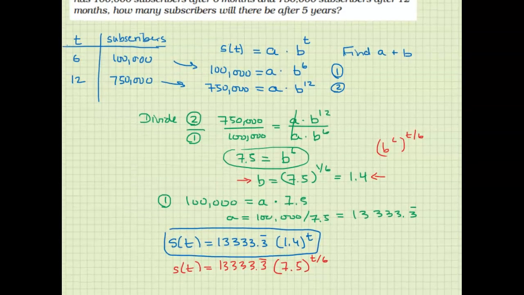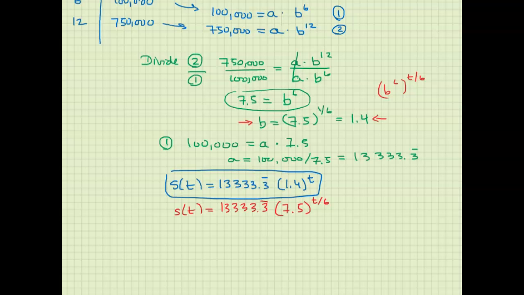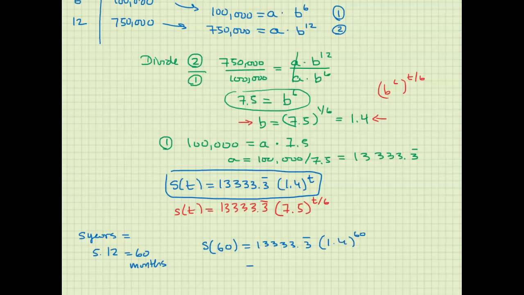Now our question is how many subscribers will there be after 5 years? All right, so 5 years equals 5 times 12, which is 60 months. So we have to plug in S of 60: 13333.3 repeating, times 1.4 to the 60. All right, let's see what that is. Times 1.4 to the 60 gives us lots of subscribers: 7.8 times 10 to the 12.